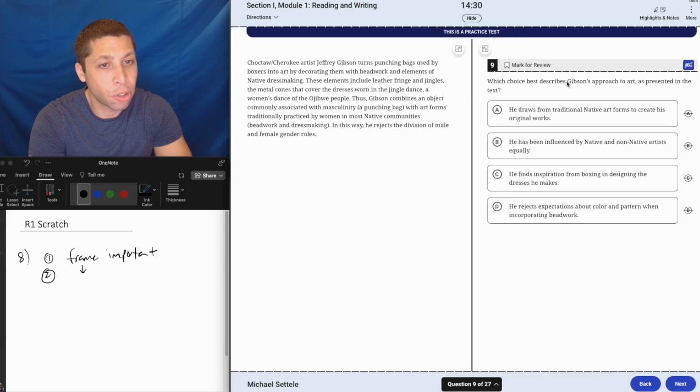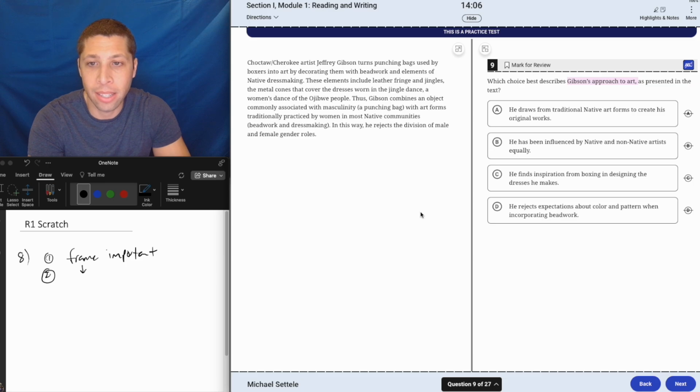Describes Gibson's approach to art. So what is Gibson's approach to art? Choctaw Cherokee artist Jeffrey Gibson turns punching bags used by boxers into art by decorating them with beadwork and elements of native dressmaking. I remember this question because how do you forget punching bags turned into art? These elements include leather fringe and jingles, the metal cones that cover the dresses worn in the jingle dance, a women's dance of the Ojibwa people.